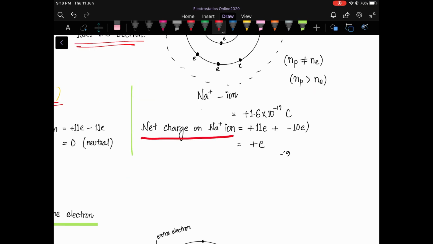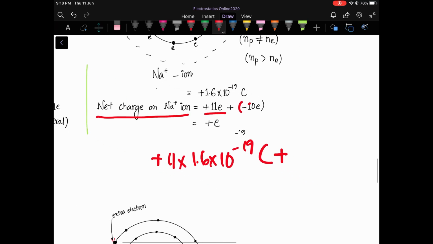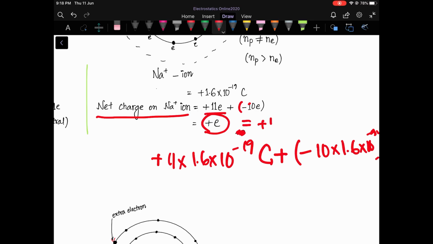So if you calculate the net charge on the sodium ion now, you will see I must take the charge on 11 protons, which is 11 times 1.6 into 10 to the power minus 19 coulombs with a plus sign. I must add it with the charge on 10 electrons, which is minus 10 times 1.6 into 10 to the power minus 19 coulombs. You will see we will be left with only plus e. This plus e again means plus 1.6 into 10 to the power minus 19 coulombs.